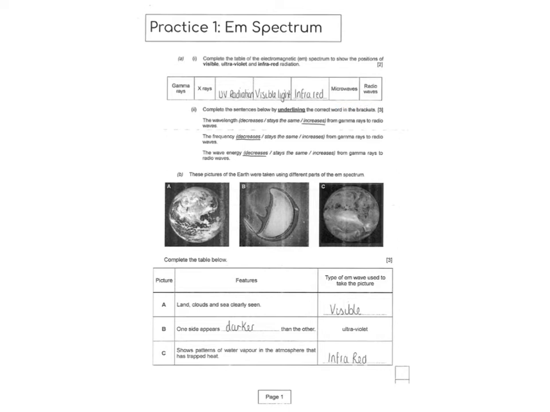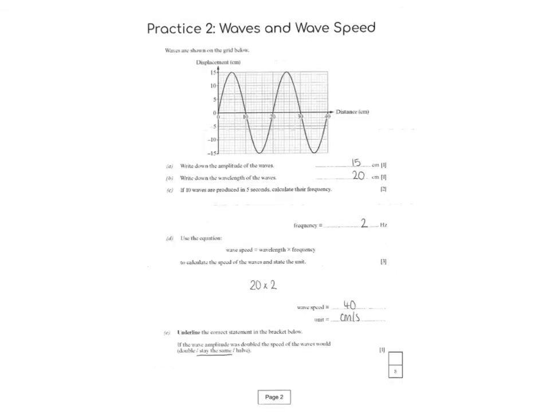These pictures of the Earth were taken using different parts of the EM spectrum. Complete the table below. So land, clouds and sea clearly seen, that's from visible light, obviously we can just see it. One side appears darker than the other, which is ultraviolet. Shows patterns of water vapour in the atmosphere that has trapped heat, so it's infrared, looking at thermal cameras, etc.